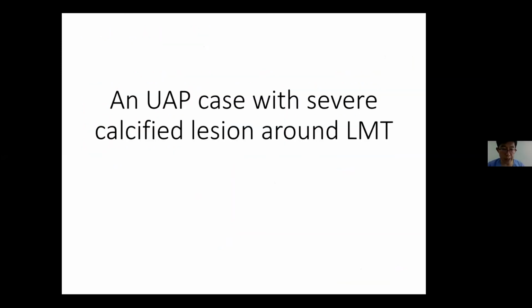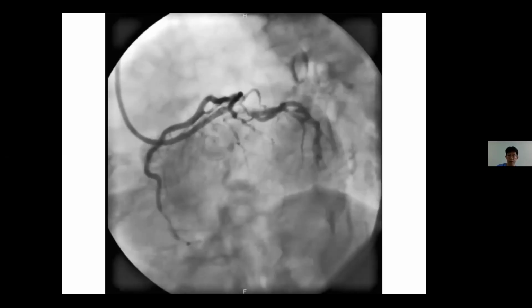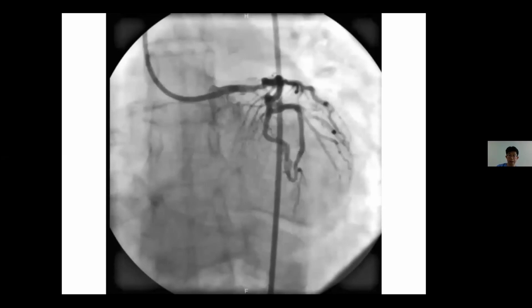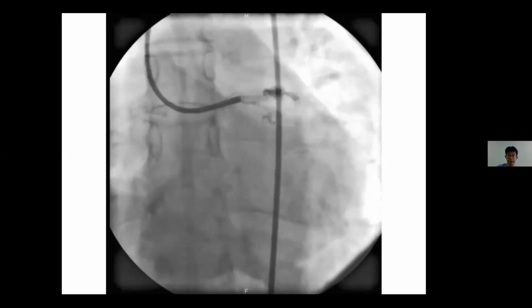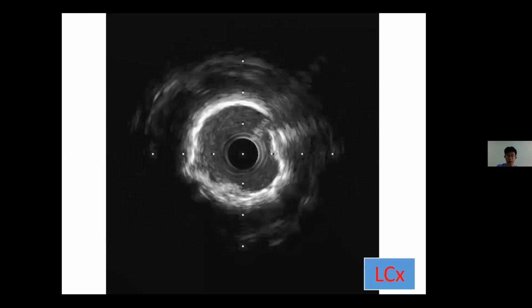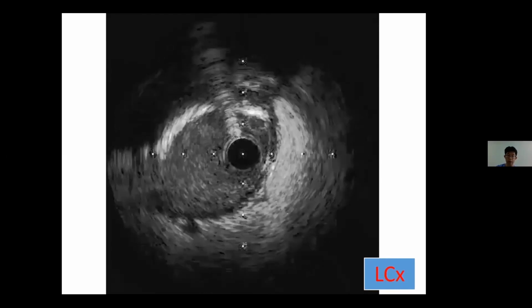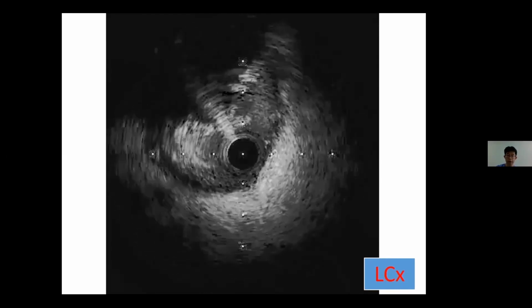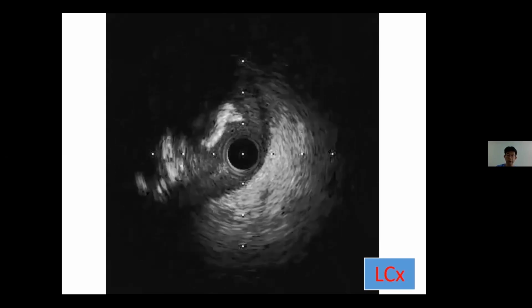This is a UAP case with a severe calcified lesion around the LMT. As you can see, there is severe stenosis at the ostium of the circumflex and LAD, and much calcification. I would say severe calcification at the ostium of the circumflex. This is the LAD coming from 7 o'clock. This is the ostium of the circumflex. Here, the LAD is coming from 3 o'clock.